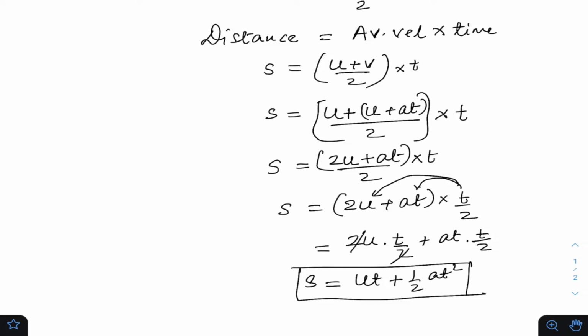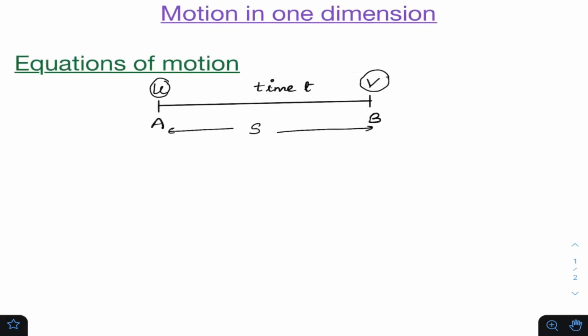As far as exams are concerned, the derivation of these 3 equations is very important. Usually out of these 3 equations, one equation comes in the exam. Now come to the third equation of motion. The third equation of motion is v square minus u square equals 2as. So this equation we have to derive.